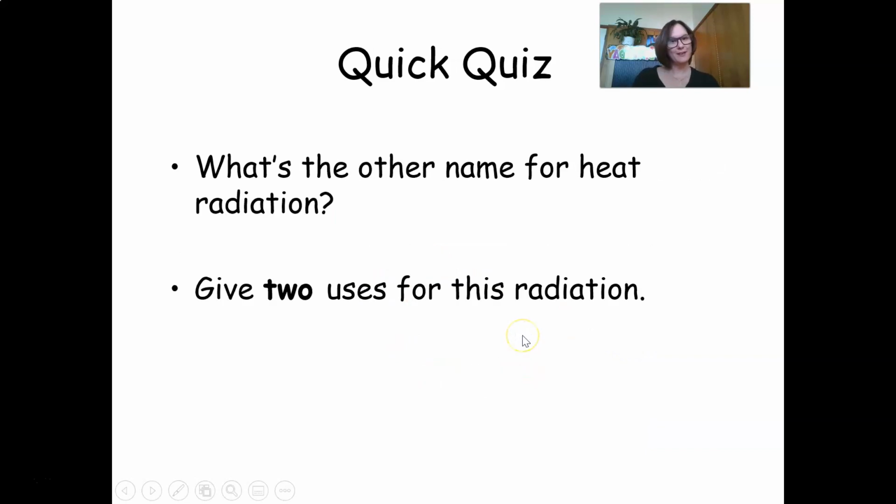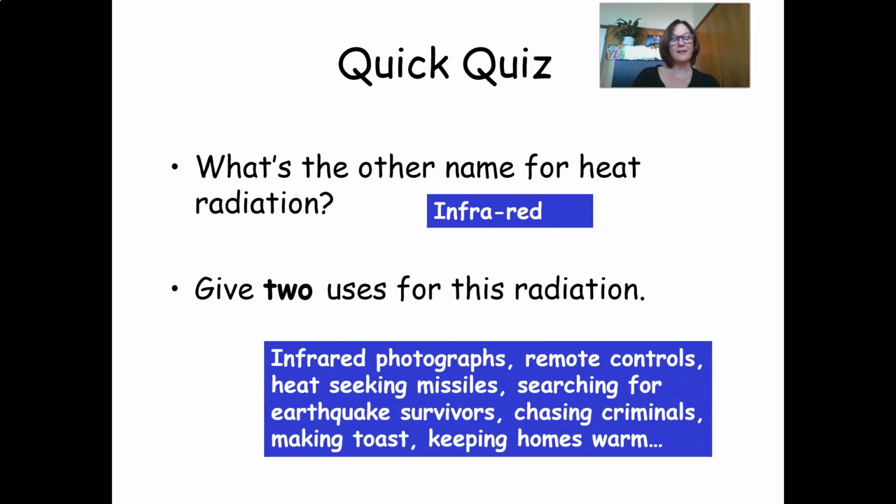What's another name for heat radiation? You should all know this. Infrared. And give two uses for this radiation. Just think of anything we've discussed today. Infrared photographs, remote controls, heat-seeking missiles, searching for earthquake survivors, chasing criminals, making toast. You put your bread into that toaster and those radiant heat waves toast your bread. And keeping our homes warm. Yes, the fireplace emits radiant heat.